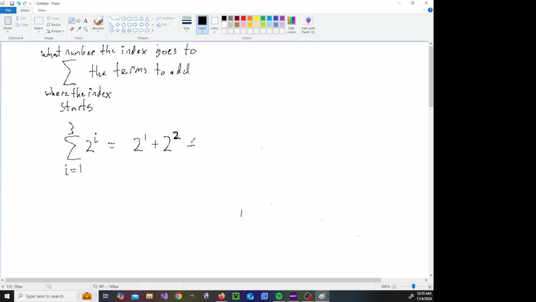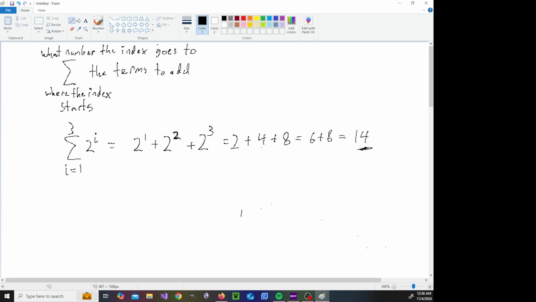Now i is 2, so I plug 2 into this expression. So you have 2 squared. Now the index goes up 1 again to 3. So now you have 2 cubed, 2 to the third power, and that is where I stop because of the term on the top of my summation. So this sum is going to be 2 to the first plus 2 squared, well, that's 4, plus 2 cubed, well, that's 8. So 2 plus 4 plus 8 is 6 plus 8 is 14. So the summation evaluates to 14.